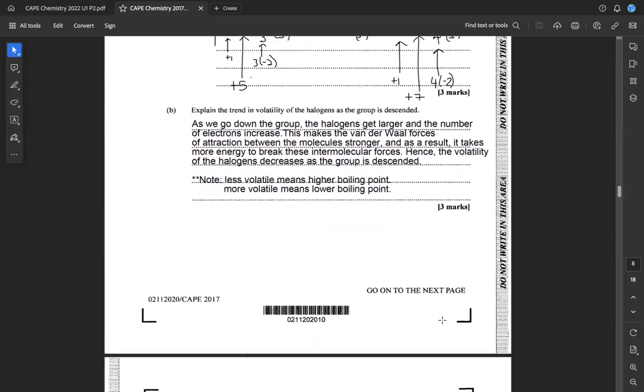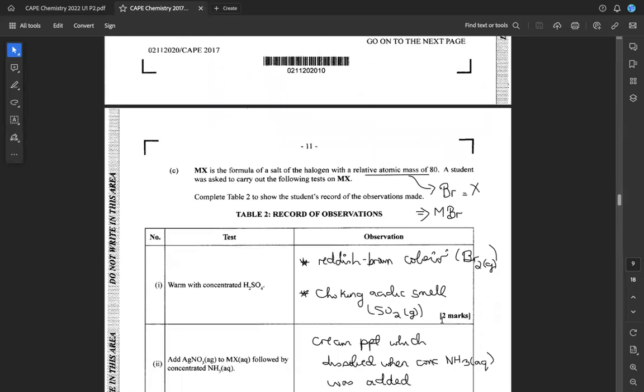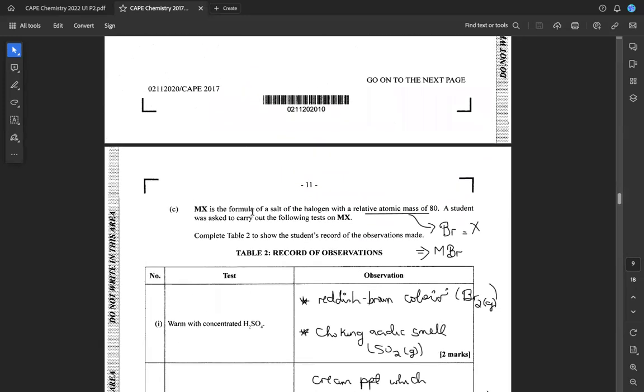So moving right along to part C. Part C is saying that MX is the formula of a salt of a halogen with a relative atomic mass of 80. So the halogen that has a relative atomic mass of 80 is actually bromine, right? So we can go check our periodic table, look in group 7 and see which halogen has a relative atomic mass of 80, and we'll come out with bromine. So I just put bromine here, and bromine is actually what our X is, right? So this is technically an MBr compound, right? So that's what we have here. We have an MBr compound at play here that the student is then going to be testing, right?